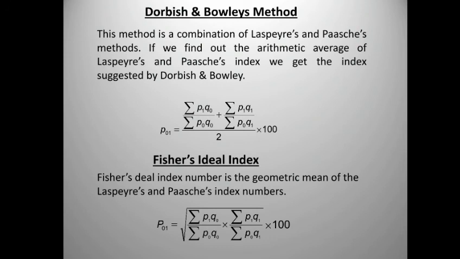Drobish and Bowley's method. This method is a combination of Laspeyres' and Paasche method. If you find out the arithmetic average of Laspeyres' and Paasche index, we get the index suggested by Drobish and Bowley, where P01 is equal to sigma P1 Q0 divided by sigma P0 Q0 plus sigma P1 Q1 divided by sigma P0 Q1, whole divided by 2, into 100. Fisher ideal index. Fisher ideal index number is the geometric mean of the Laspeyres' and Paasche index numbers, where P01 is equal to root over sigma P1 Q0 divided by sigma P0 Q0 into sigma P1 Q1 divided by sigma P0 Q1, into 100.